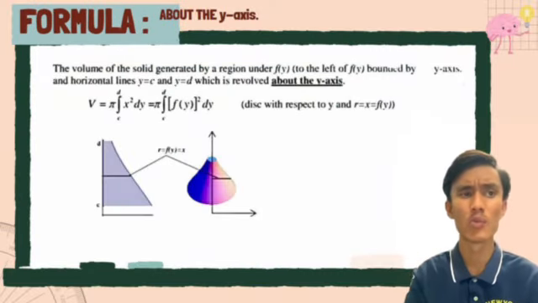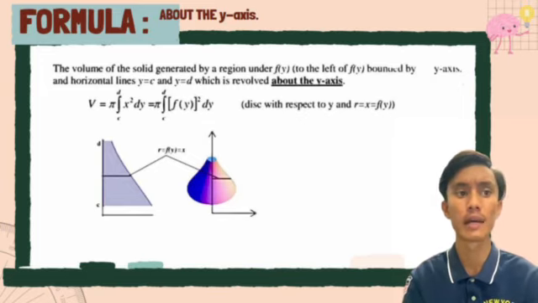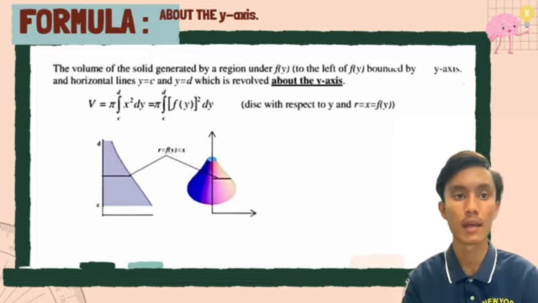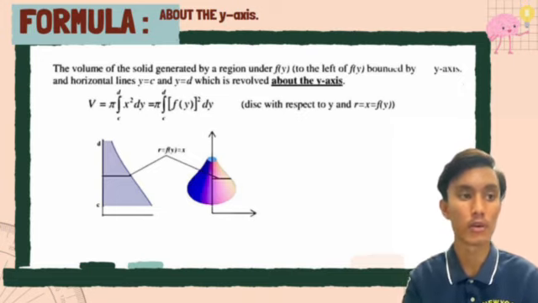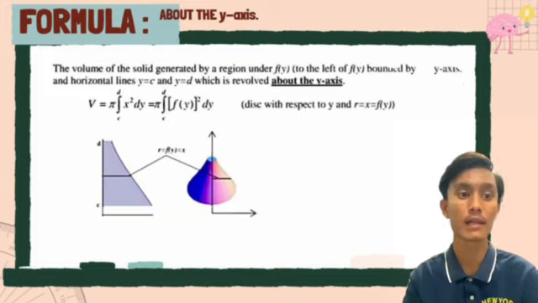And then the formula about the y-axis, the volume of the solid generated by a region under f(y) to the left of f(y), bounded by y-axis and horizontal line y equal c and y equal d, which is revolved about the y-axis. For the formula, V equal pi integrate with the limit d, c x power 2 dy equal pi integrate with the limit d, c open bracket f(y) closing bracket power 2 dy.